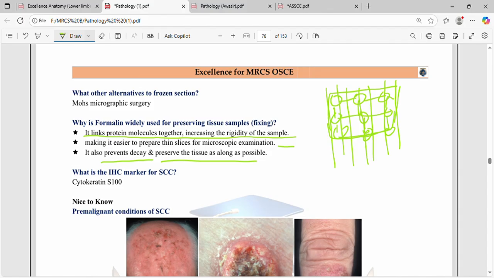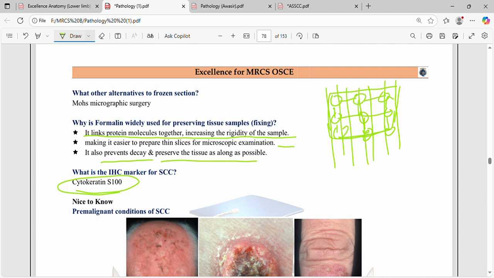What is the immunohistochemistry marker for squamous cell carcinoma? It is cytokeratin S100. And let me ask you something strange: what does the S stand for? This was our famous professor's question. This is up to you, you can search for it. So the IHC marker for squamous cell carcinoma is cytokeratin S100.